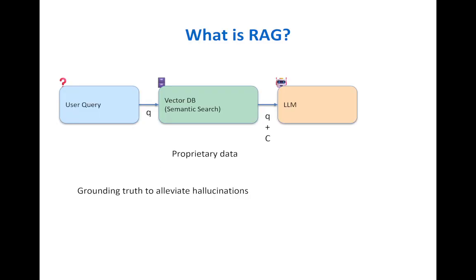Okay, so just to recap, what is RAG? In RAG, you have some user query, and you augment that user query with proprietary data. You have your proprietary data stored in a vector DB. You do a semantic search, and then you augment the original user query with the context that you get from your proprietary data. The main reason for doing this is to provide the ground truth from the proprietary data to alleviate hallucinations.